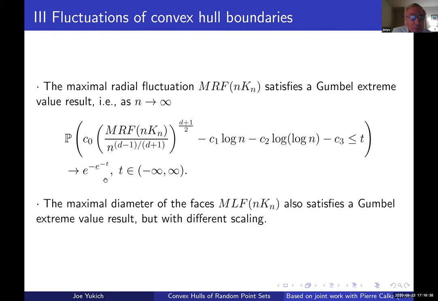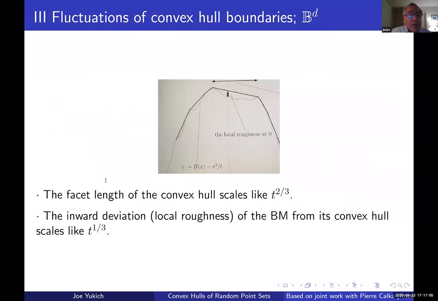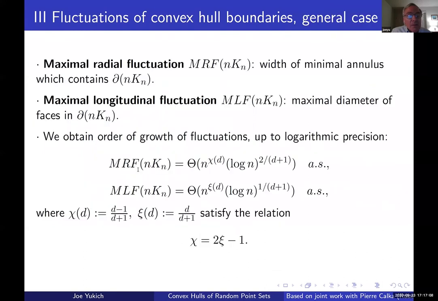And the maximal diameter of the faces also satisfies a Gumbel extreme value result, but with a different scaling. And using these Gumbel extreme value results, one can deduce as a corollary the expectation of the maximal radial fluctuation and show that it exhibits this logarithmic correction term that we saw back here. So these results are corollaries of the Gumbel extreme value result.